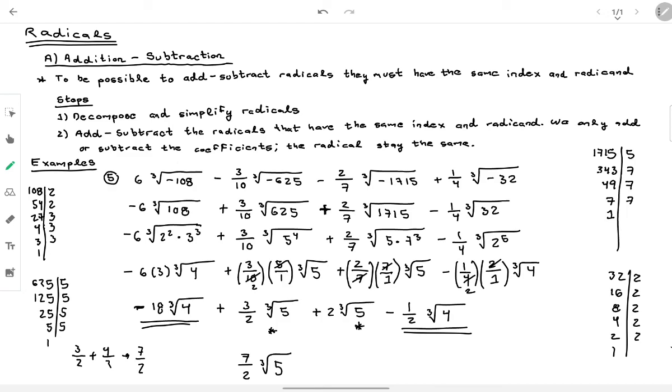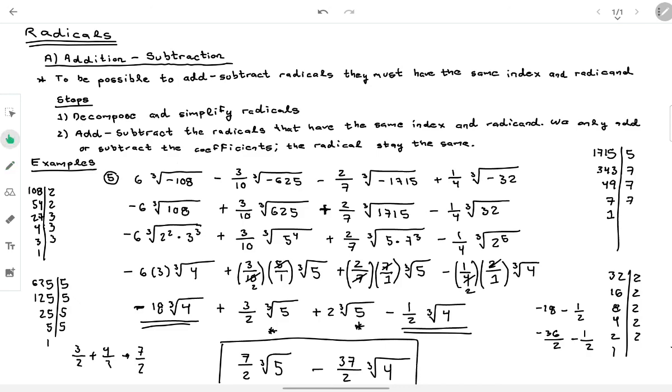Let's see the negative ones. It's going to be minus 18 minus 1 half. So minus 18 is going to be minus 36 halves. Minus 1 half, it's going to be minus 37 halves of the cubic root of 4. And that's going to be my final answer. Of course, we put first this one that is the positive. After that one, we put this one that is the negative.